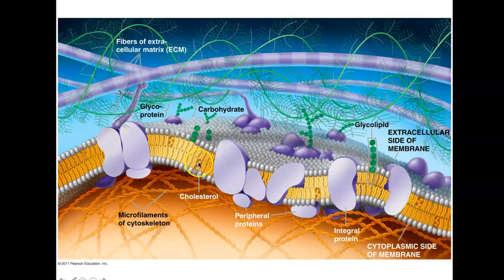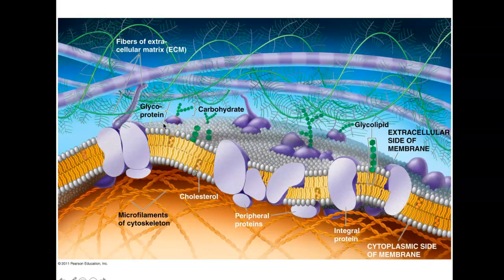So this just shows you the embedded proteins. This is the inside. The microfilaments are the inside, remember, and then the ECM is the outside. The ECM almost looks like a barbed wire wrapped around a rope, kind of. What I want you to notice is that you have cholesterol embedded within the membrane. You have what are called glycoproteins.